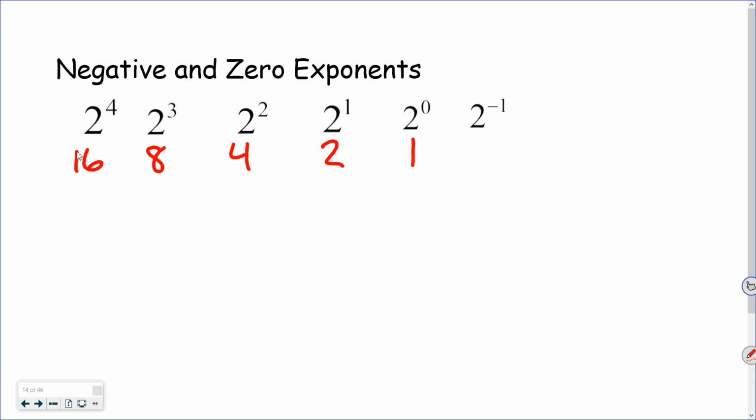Hey, that's our first rule. If you have something raised to the 0 power, it's always 1. Like y to the 0 came out to be 1. 2 to the 0 came out to be 1.